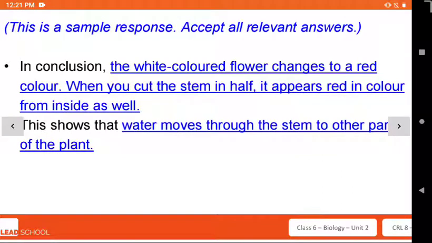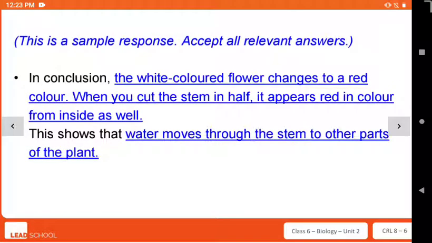We observed stem has tube-like structures which are red in color. Next conclusion. In conclusion, the white colored flower changes to a red color when you cut the stem in half. It appears red in color from inside as well. This shows that water moves through the stem to the other parts of the plant. Students, we saw the video in our previous class that when we put a stem of flower, white flower in red ink, the color of white flower is changed into red, right?